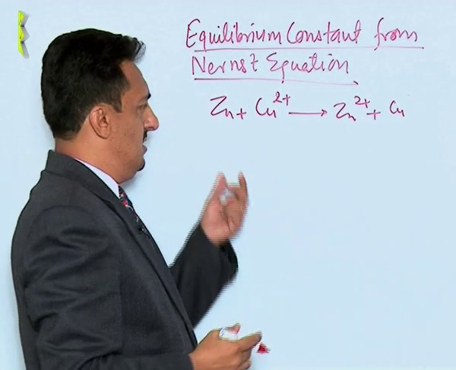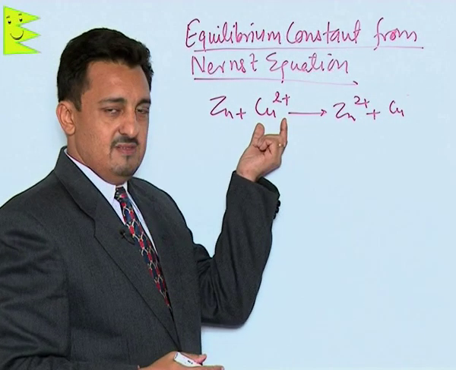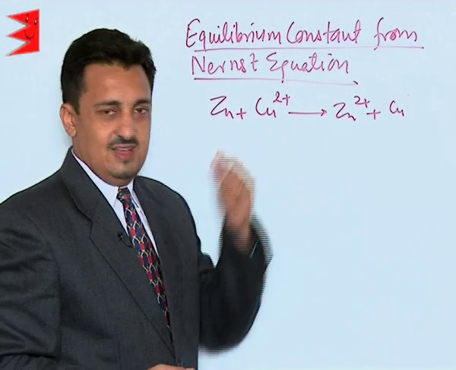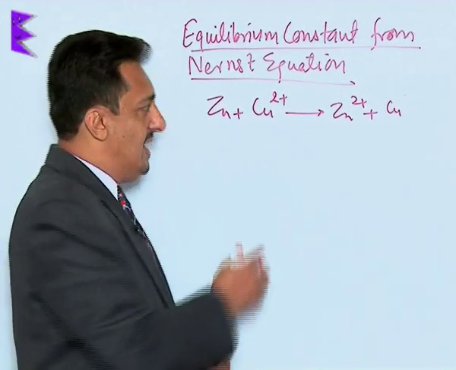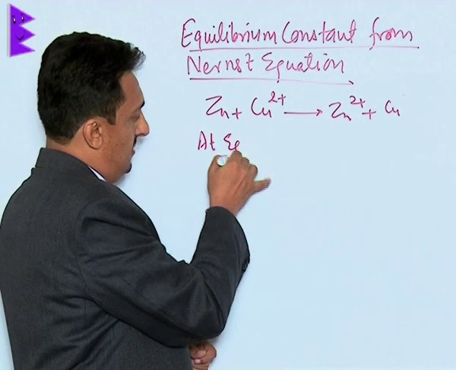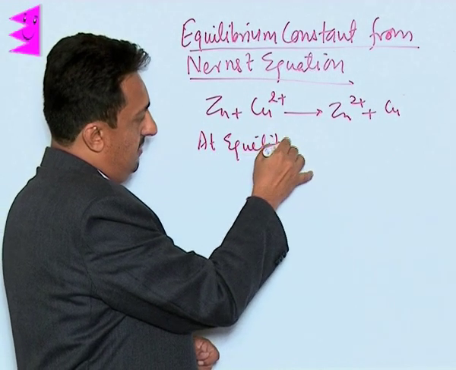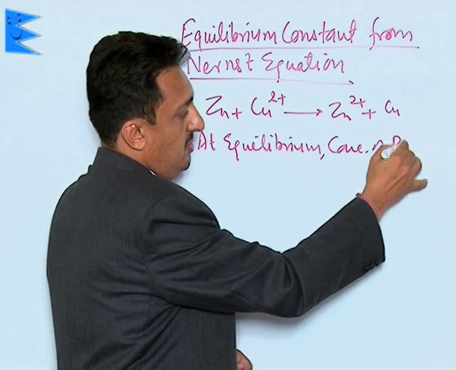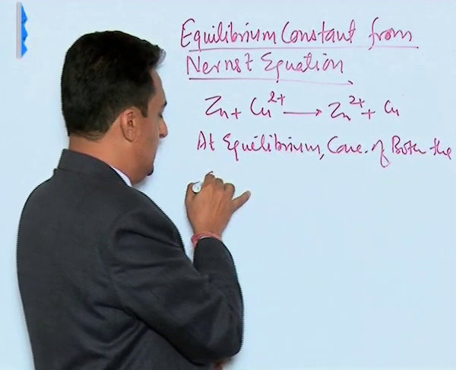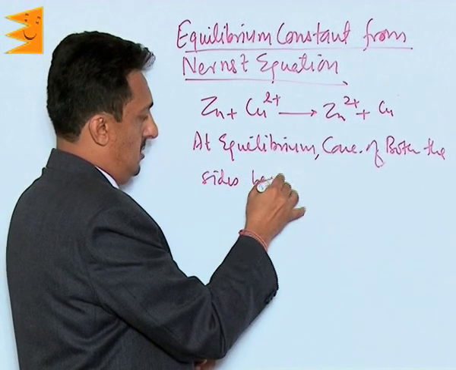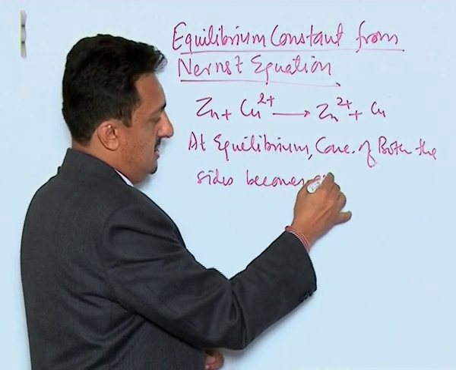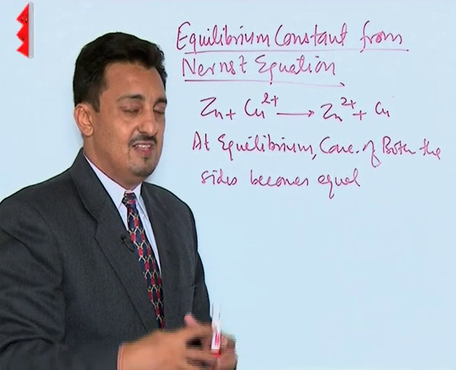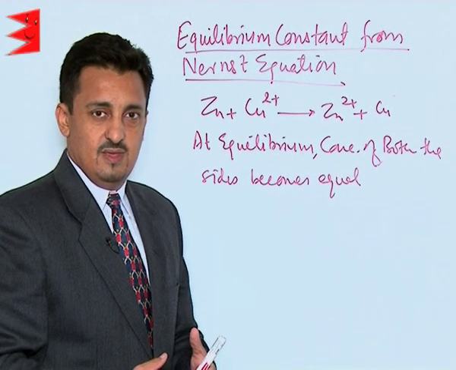Now we know the cathodic half is of copper ions and the anodic half is having zinc, which is getting oxidized to zinc ions. Now at equilibrium, the concentration on both the sides becomes equal. Once there is no concentration gradient, there is no potential gradient.